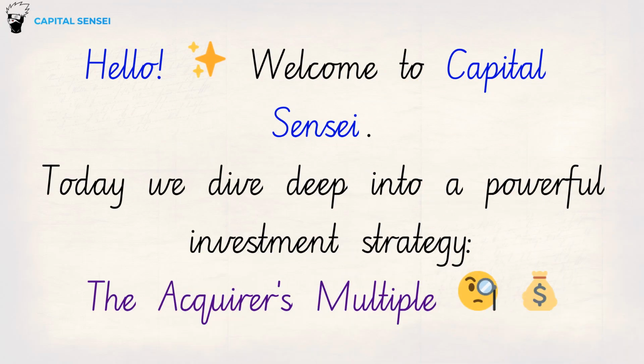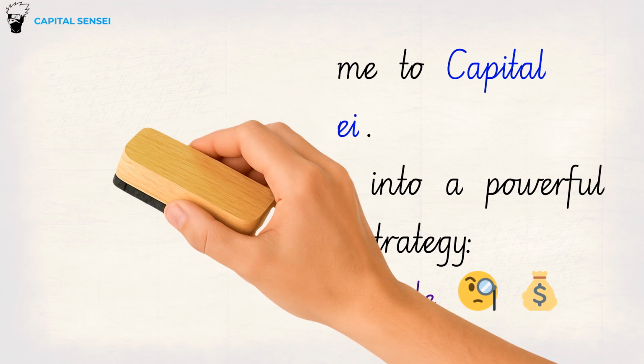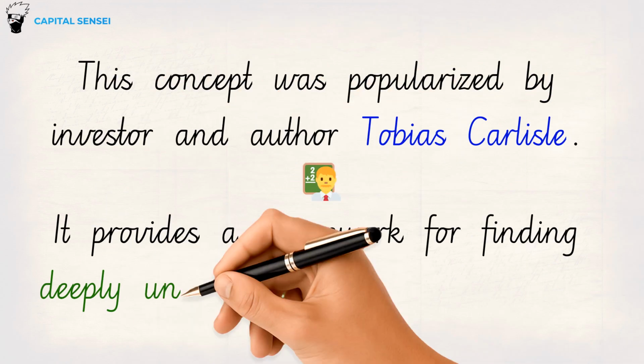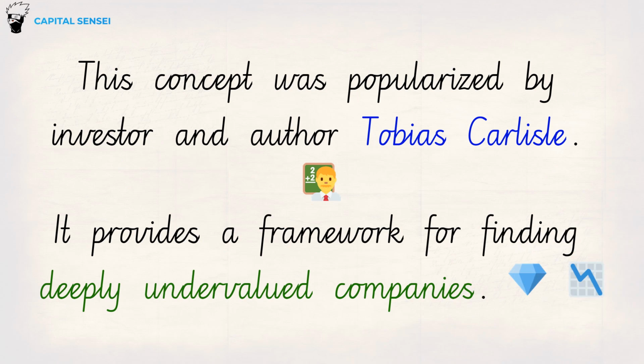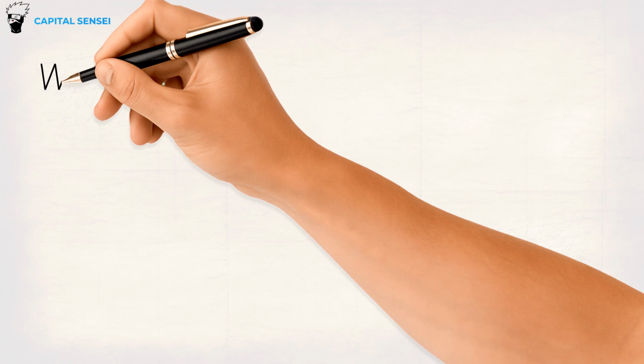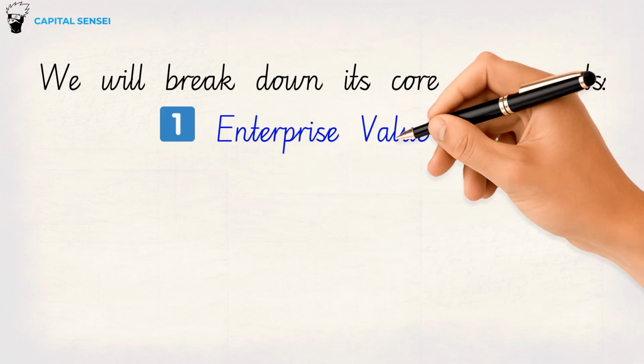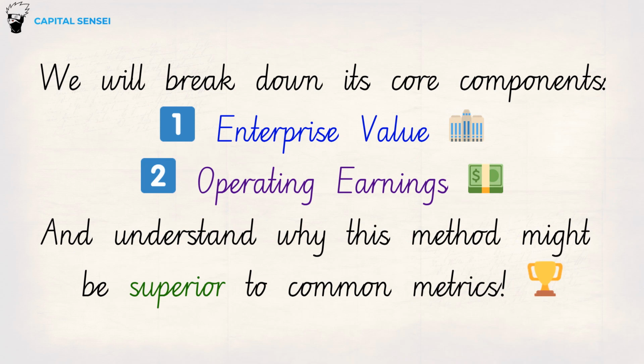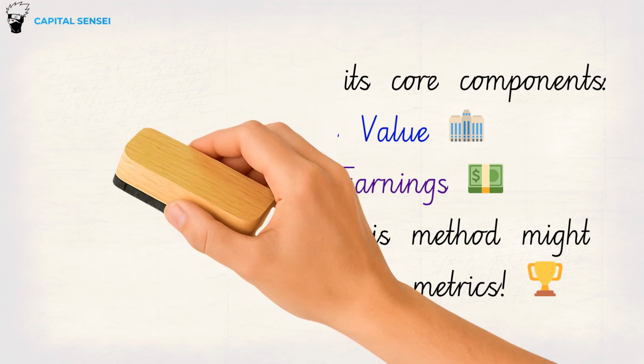Today, we're going to dive deep into a powerful investment strategy known as the Acquirer's Multiple. We'll explore this concept, popularized by investor and author Tobias Carlisle, which provides a framework for finding deeply undervalued companies. We'll break down its core components, like enterprise value and operating earnings, and understand why this method might just be superior to the common metrics most people use.